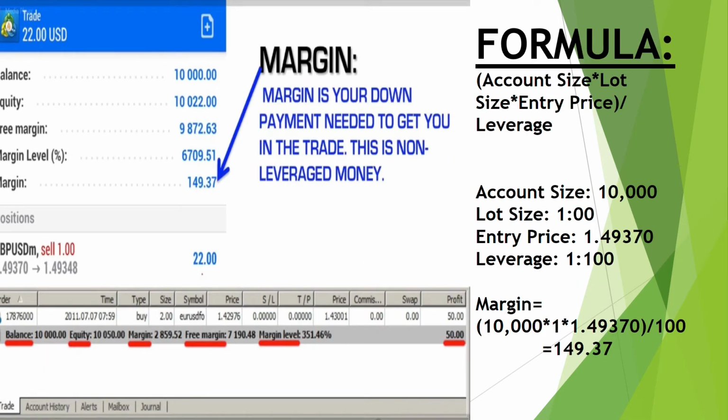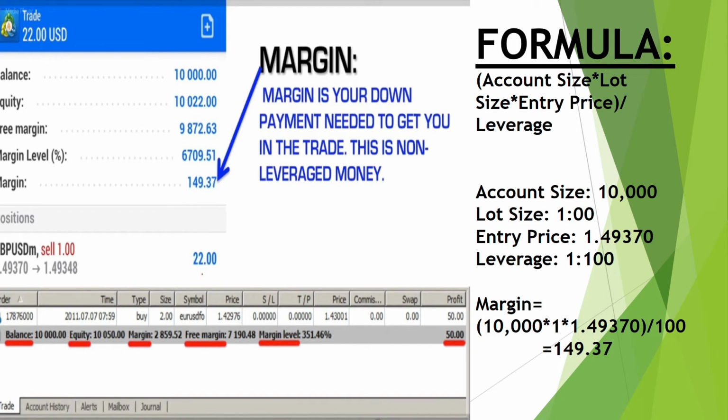Margin. Margin is your down payment needed to get you in a trade. This is non-leverage money. It is your down payment that is needed to get you in a trade. This is not your leverage money. Your leverage is the 99% your broker lends to you, in order for you to be able to have more buying capacity. Now, your margin is the 1% you give to your broker as a down payment. My broker, take this. I still have some balance to keep the trade running. That is why you have to pay this money to your broker as margin.